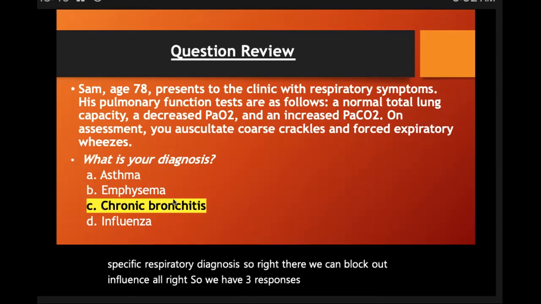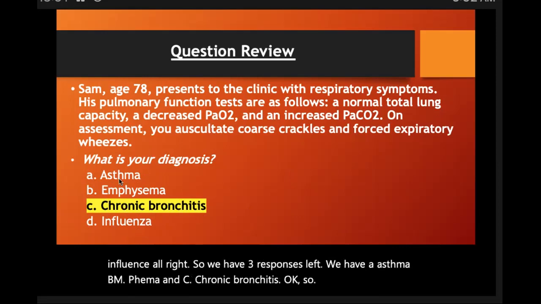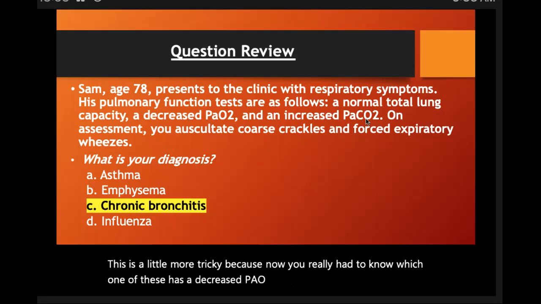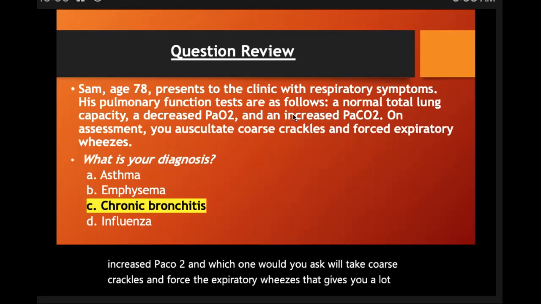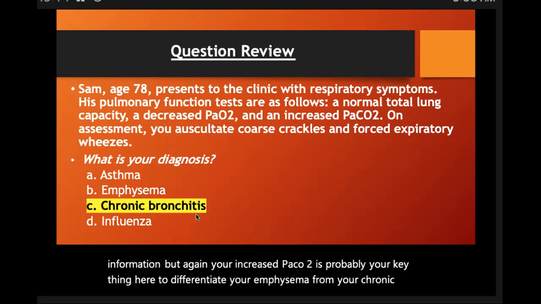We have A, asthma, B, emphysema, and C, chronic bronchitis, okay? So this is a little more tricky because now you really had to know which one of these has a decreased PaO2, which one would have an increased PaCO2, and which one would you auscultate coarse crackles and forced expiratory wheezes. That gives you a lot of information, but again, your increased PaCO2 is probably your key thing here to differentiate your emphysema from your chronic bronchitis.